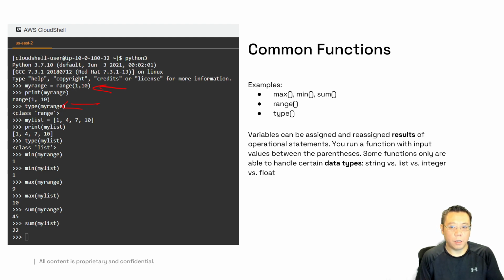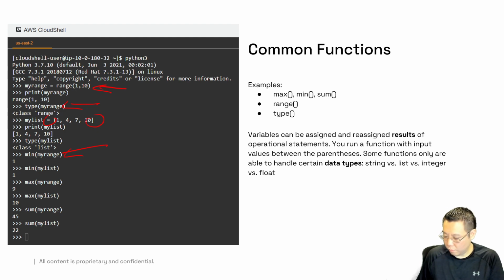Now, there's another one called list. I could say 1, 4, 7, 10, and print that list. Remember that a list uses square brackets, right? If I have a list and ask what the minimum in that list is, well, the minimum value is 1. Our maximum value is the same thing in my range, as well as the minimum value in that range.